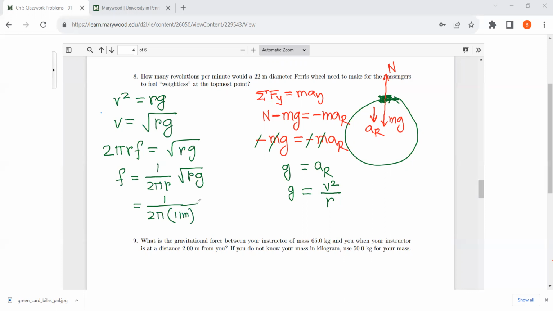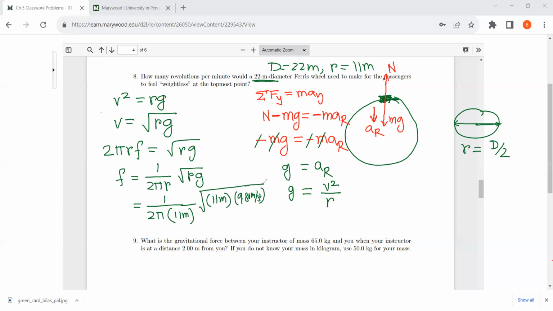See here, it's the diameter. The diameter is 22 meters, so the radius is 11 meters. If you have a circle, this is the diameter, and from here to here is the radius, so the radius is half of the diameter. That's why r equals 11 meters, and g is 9.80 meters per second squared. If you plug these values into your calculator, it should give you 0.15 rev per second. This is the frequency in seconds.